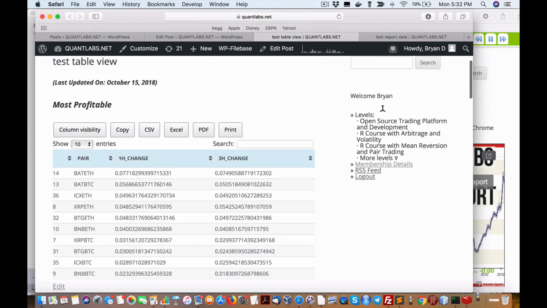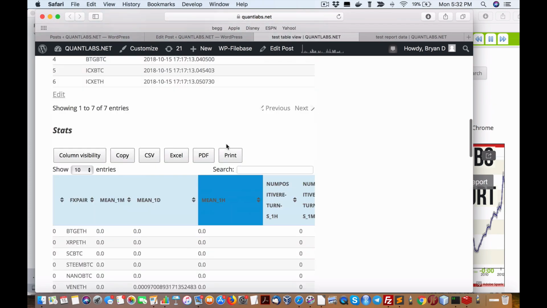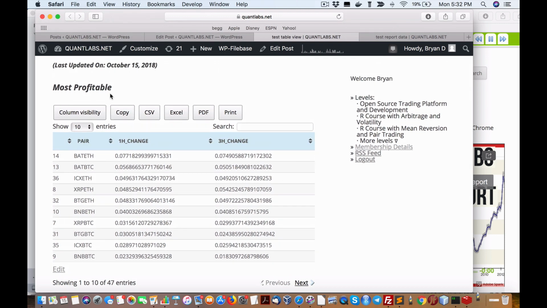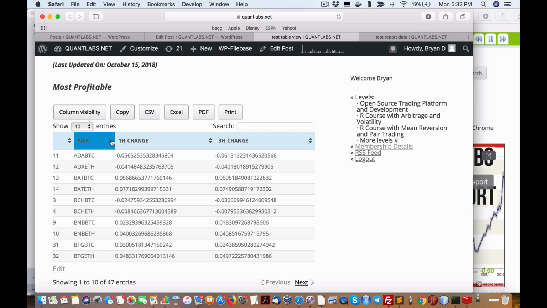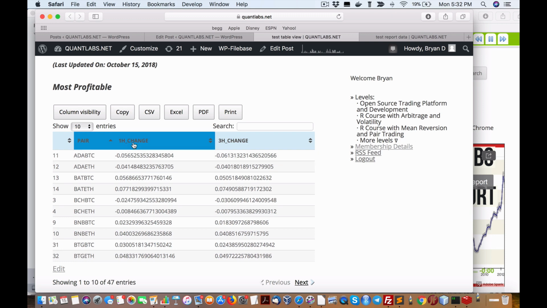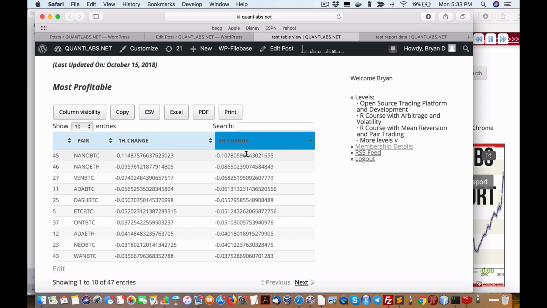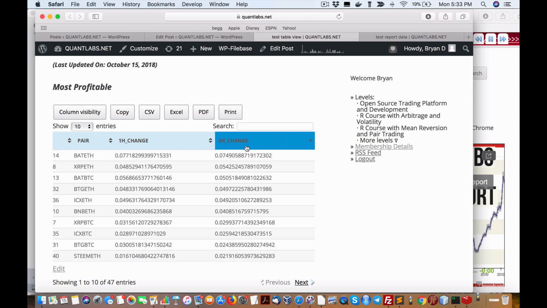So, for instance, here we have some spreadsheets that are embedded into the page. The first one shows which are the most profitable cryptocurrency pairs on Binance at that point. This data is not older than an hour, so it's pretty fresh. As you can see here, right now I can sort it by hourly. So BAT Ethereum and BAT BTC are the most profitable right now, at around 5 to 7% over the last hour. I can also do the same thing on the 3-hour change as well.